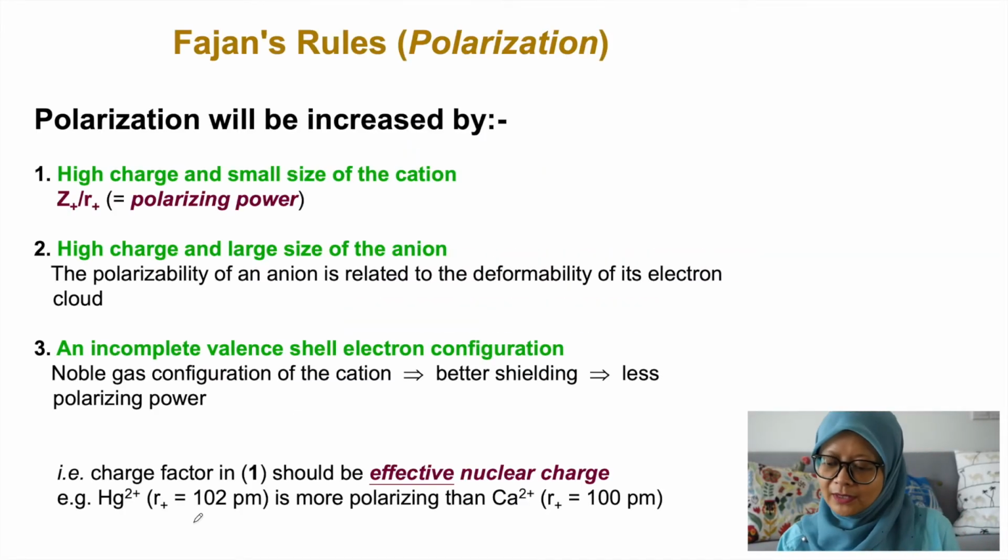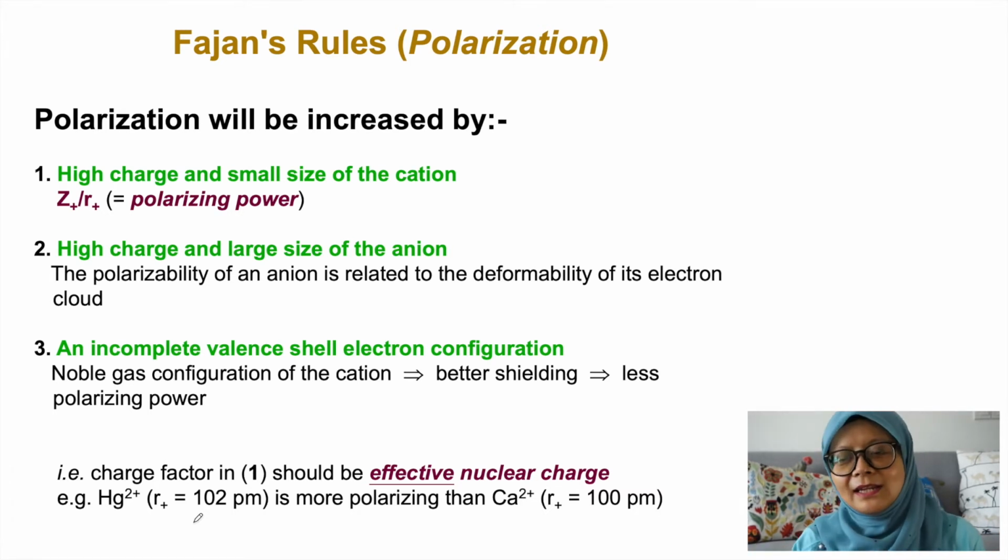Channel. So for today we are going to discuss Fajan's rule. This is actually related to the covalent character of ionic bonds. So what is actually Fajan's rule? It is used to predict whether the chemical bond will be covalent or ionic.